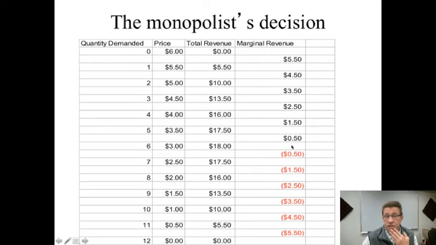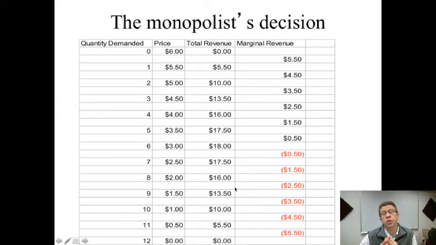One, eventually the marginal revenue becomes negative. Why? Because the total revenue starts to drop after a certain point. 6 units is where our total revenue is maximized. After that, the total revenue starts to drop as you lower the price, right?